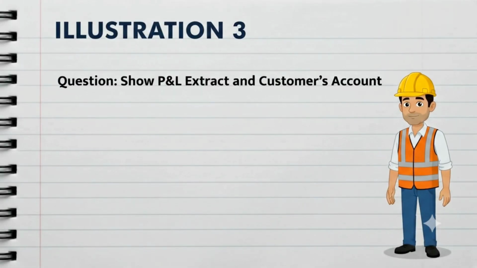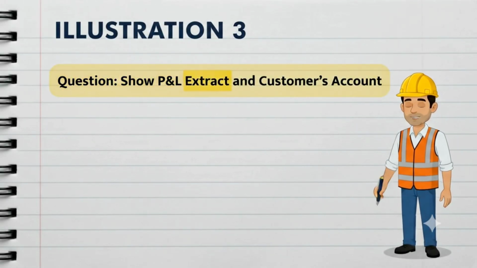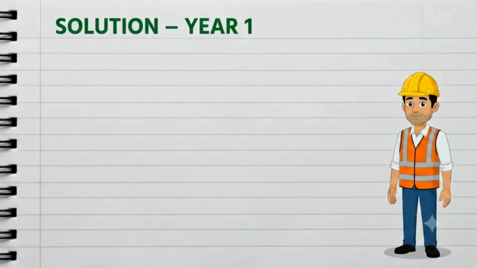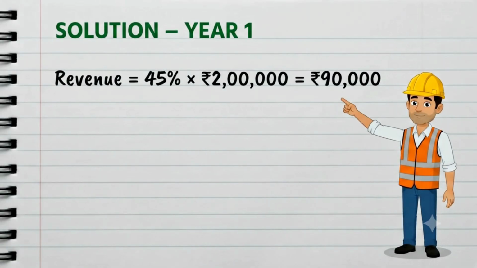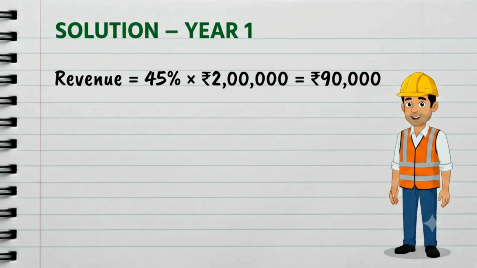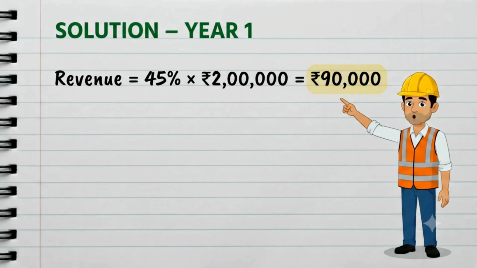In the second year, what should the profit and loss account extract look like, and what about the customer's account for both years? Let's solve this calmly step by step. In year 1, 45% of the work was done, so revenue is 45% of 2 lakh rupees, that's 90,000.